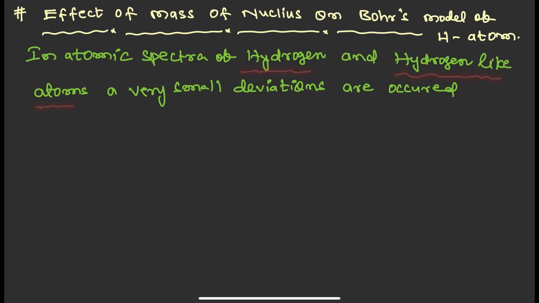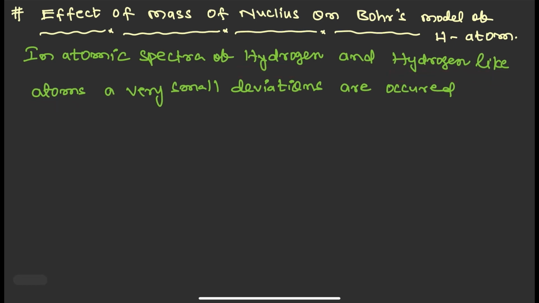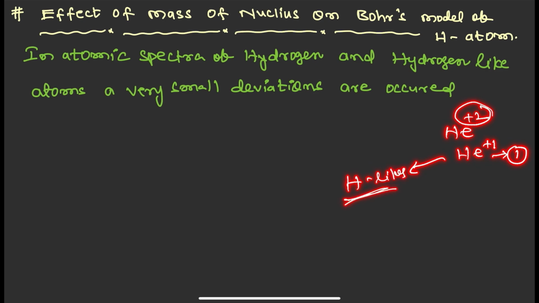So what do hydrogen-like atoms mean? It's like lighter atoms. It means hydrogen. The next one is helium, He plus 2, if you remove two electrons. But He plus 1, if I do this, the number of electrons will be 1. This is what a hydrogen-like atom is. So in the hydrogen atom, the number of electrons is 1. So in He plus also the number of electrons is 1.